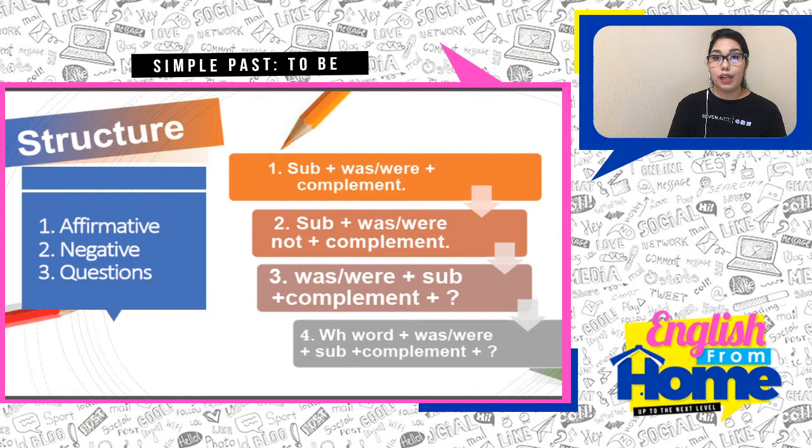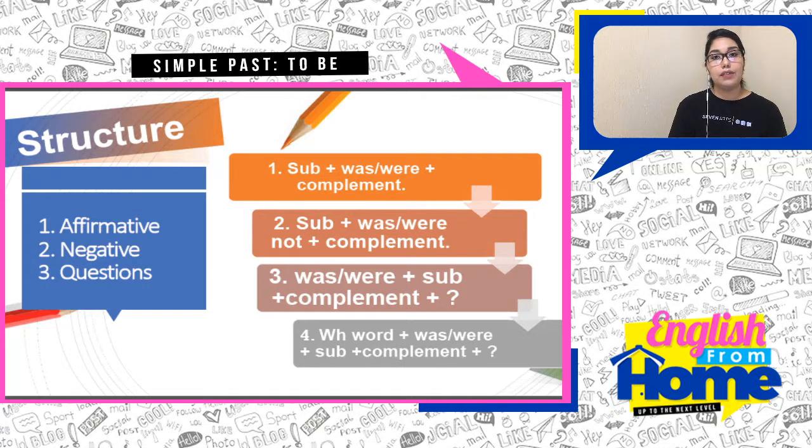this is for the questions, okay? We have the yes or no questions. So for the yes or no questions, we have to use was and were plus the subject plus the complement, and we cannot forget the question mark, okay? So was and were plus subject plus complement and the question mark. For example, was she your teacher? All right. And we can also use the verb to be with the interrogative questions.